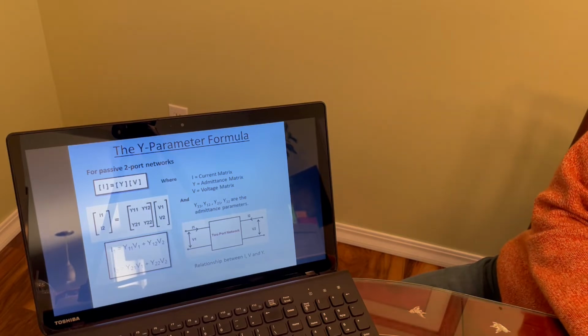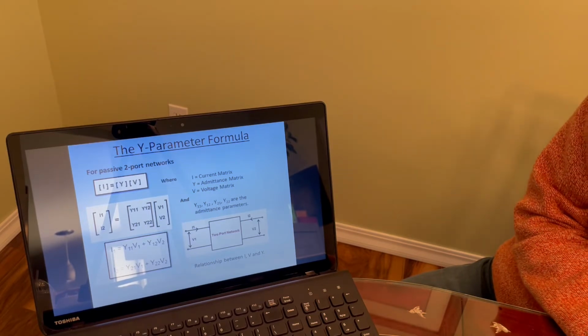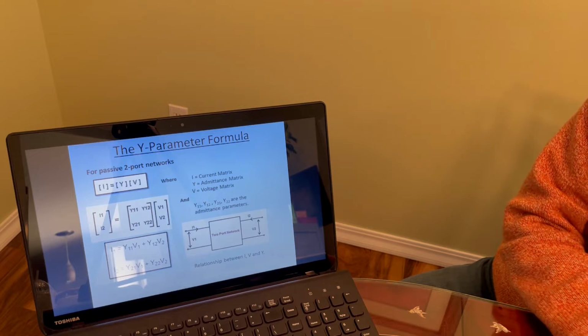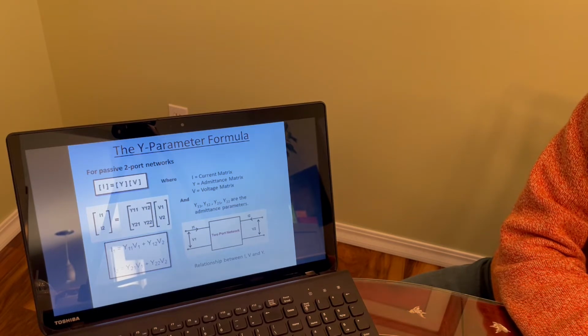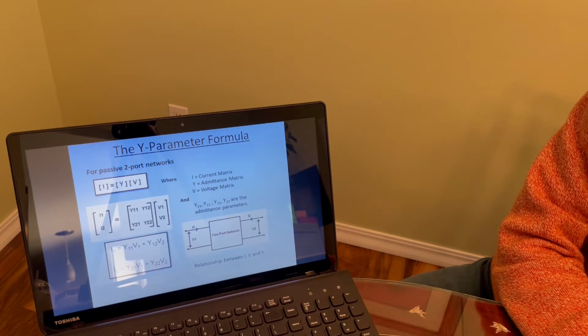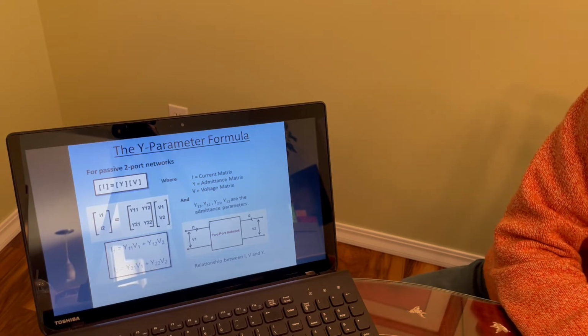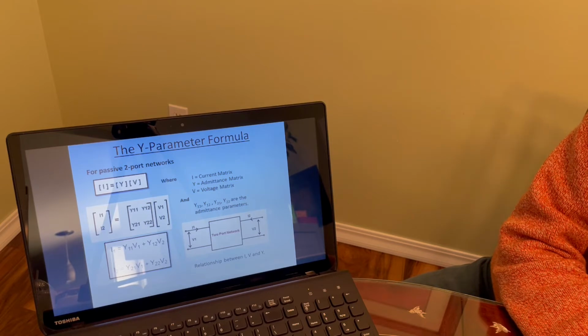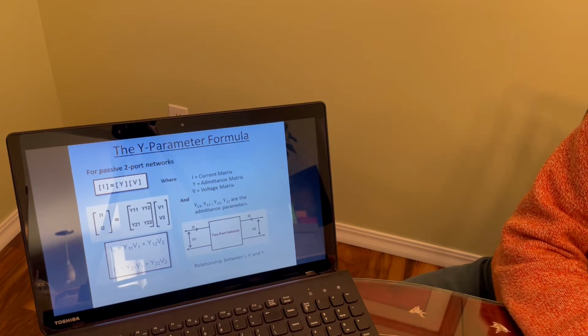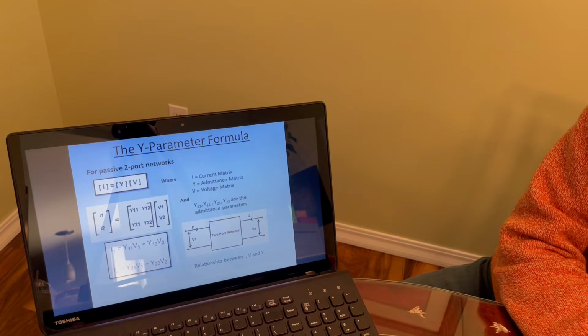Here is the Y parameter formula, where I is the current matrix equaling Y the admittance matrix times V the voltage matrix. The parameters of Y11, Y12, Y21, and Y22 are the admittance parameters. And in the picture at the bottom right, we see the relationships between I, V, and Y.